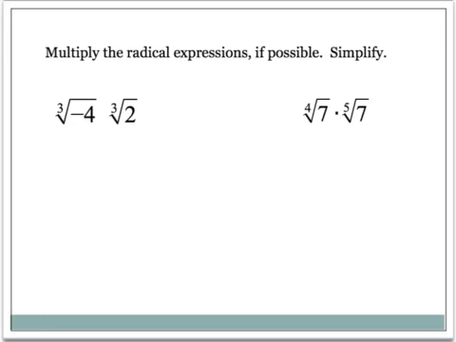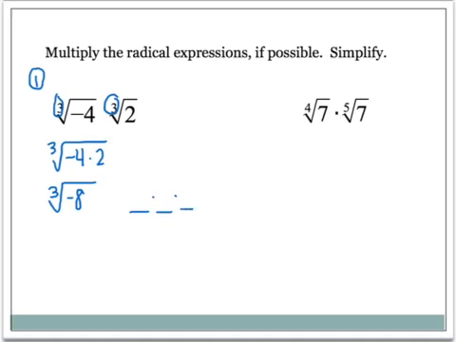Okay, so let's go ahead and practice multiplying the radicals. Example 1. We have the cube root of negative 4 times the cube root of 2. Again, since they're both cube roots, you combine them by rewriting them as negative 4 times 2, which is the cube root of negative 8. Now, negative 8 does have a cube root. Remember, this question is asking what value times itself 3 times gives you negative 8. And that answer is negative 2.